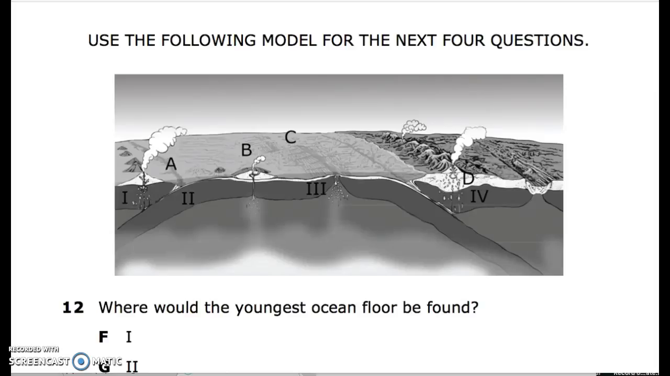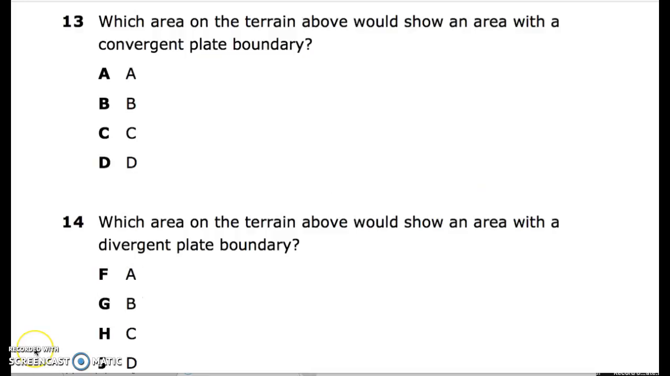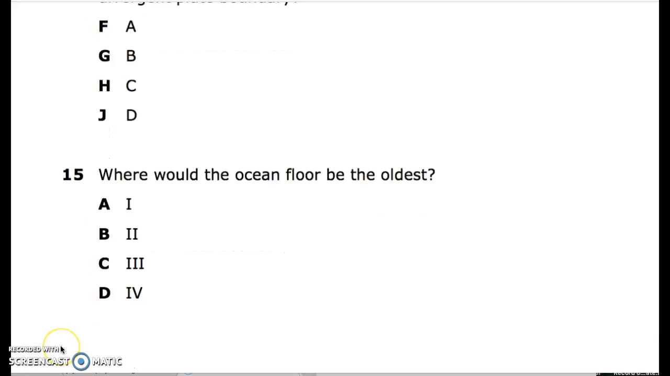Use the following model for the next 4 questions. 1, 2, 3, 4. A, B, C, and D. Question 12. Where would the youngest ocean floor be found? Number 13. Which area on the terrain above would show an area with a convergent plate boundary? 14. Which area on the terrain above would show an area with a divergent plate boundary? Number 15, where would the ocean floor be the oldest?